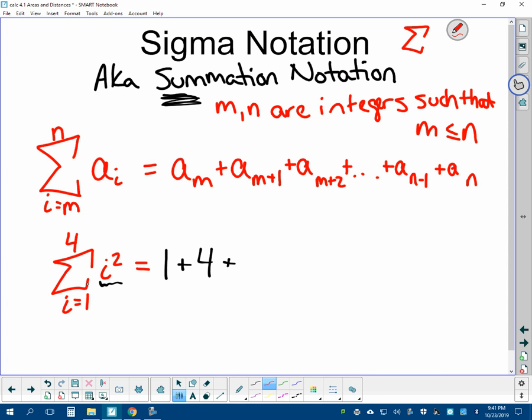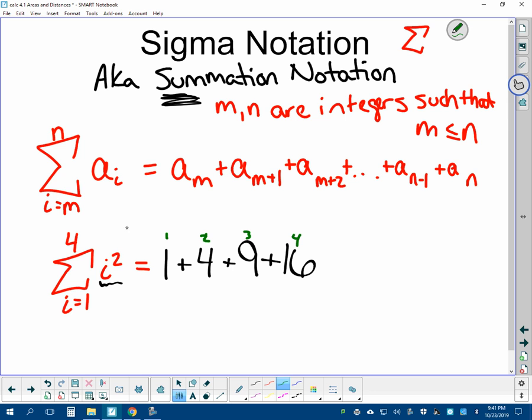Plus, the next number I would plug in would be 3. 3 squared is 9. Plus, the next number I would plug in is 4. 4 squared is 16. I am not going to plug any more numbers in because I plugged in numbers from 1 to 4. So this is the starting number to plug in. This is the ending number to plug in. So I plugged in 1 and I got that. 2 and I got that. 3, I got this. 4, I got this. I should stop right there. I started by plugging 1 in. I stopped by plugging 4 in.